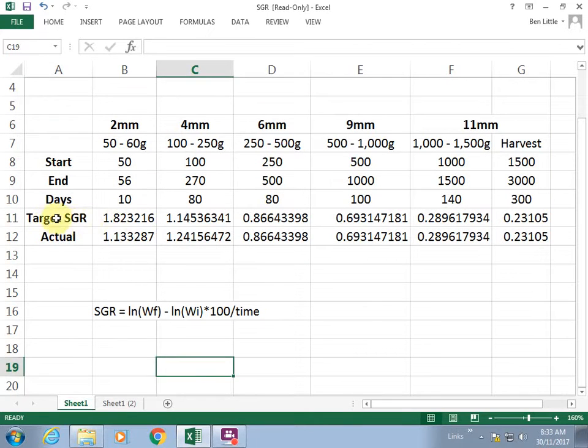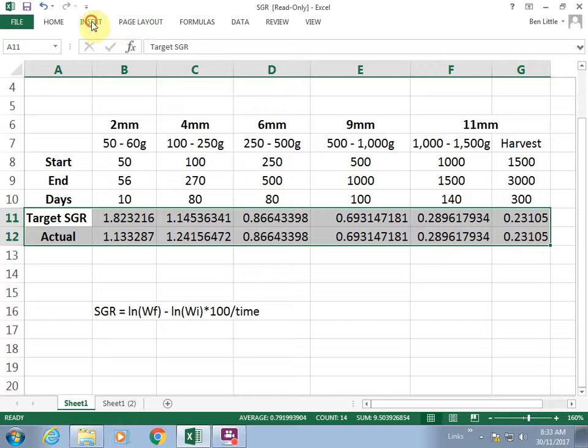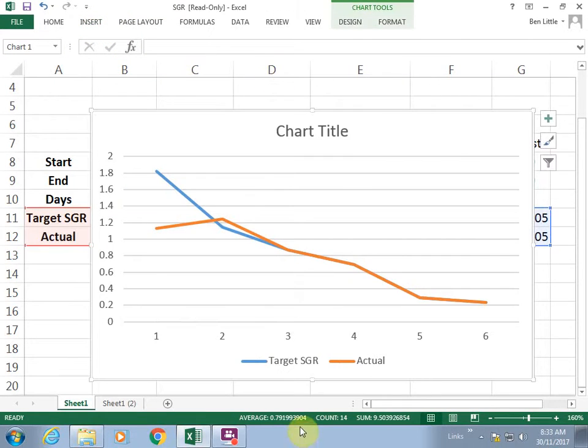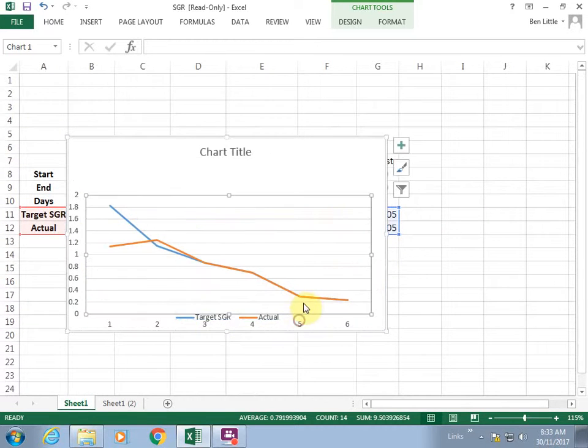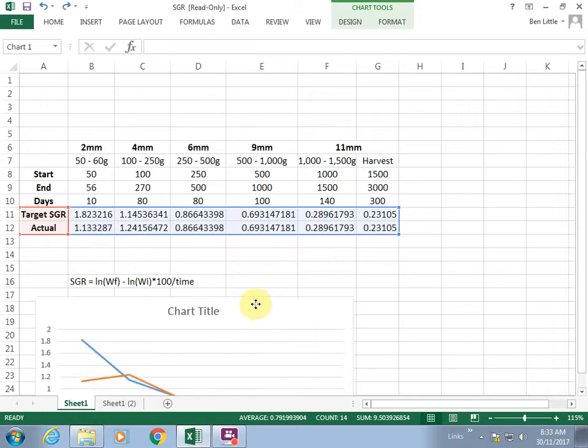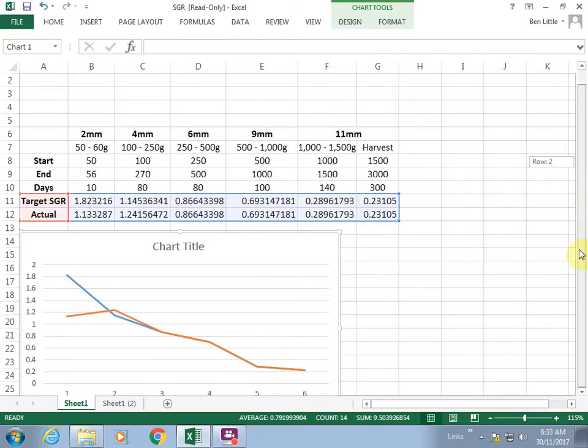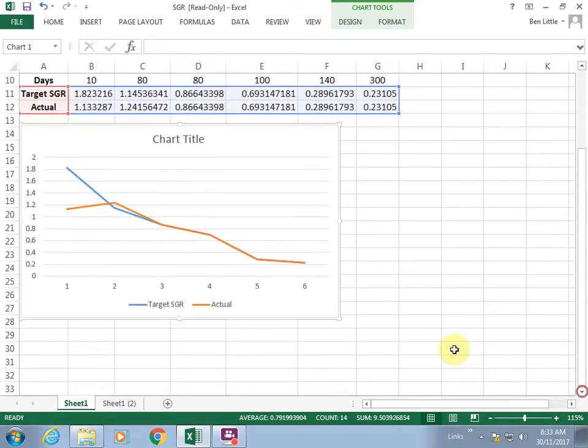So we might come through here and go target versus actual, insert a chart. I think this might work. Alright, so just something simple like that. Oops, sorry, just overlaid on there. And that might go into a report.